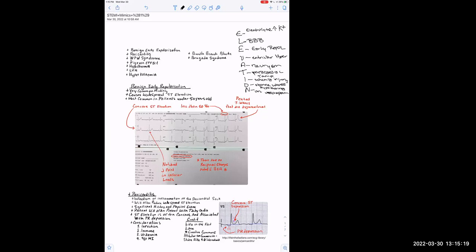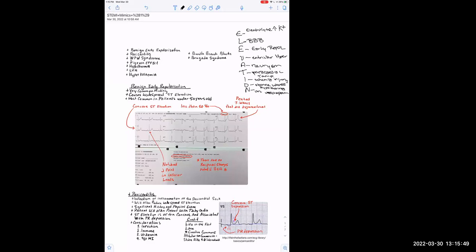What I would define as need to know is this: not all ST segment elevation is indicative of an acute MI. That is something you absolutely need to know. So anytime you see ST segment elevation, you don't go screaming, this is an MI, this is an MI. Other things cause ST segment elevation. So that's the need to know part.